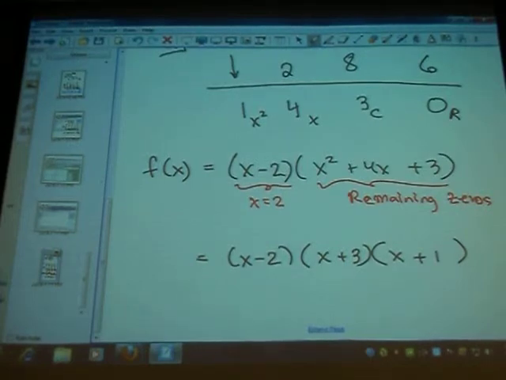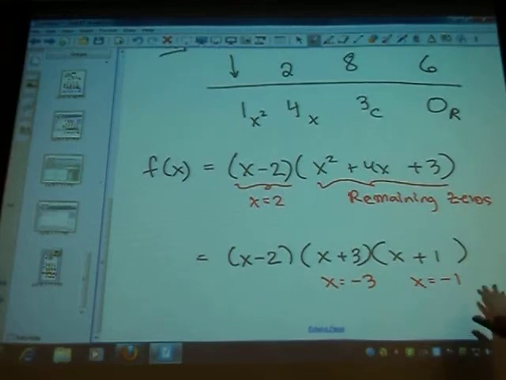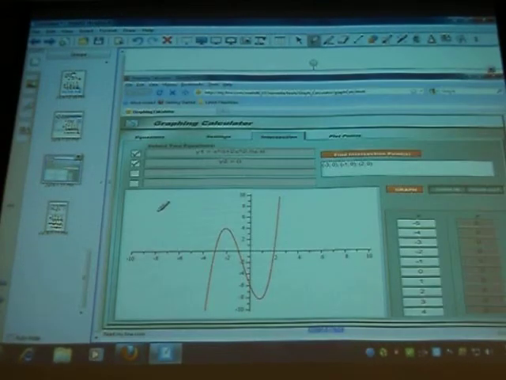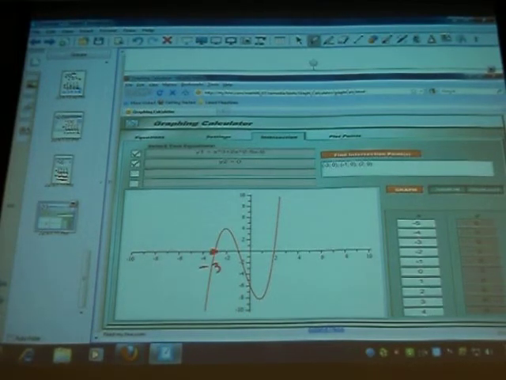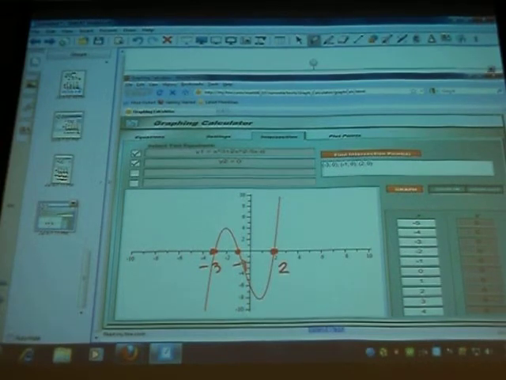So my remaining zeros are -3 and -1, which is what we saw in the graph. So always look at the graph first and see what zeros you can pick out from the graph. Sometimes you can pick out all of them and you don't have to do this, because I can see all three of them on my graph. I can see -3, -1, +2.